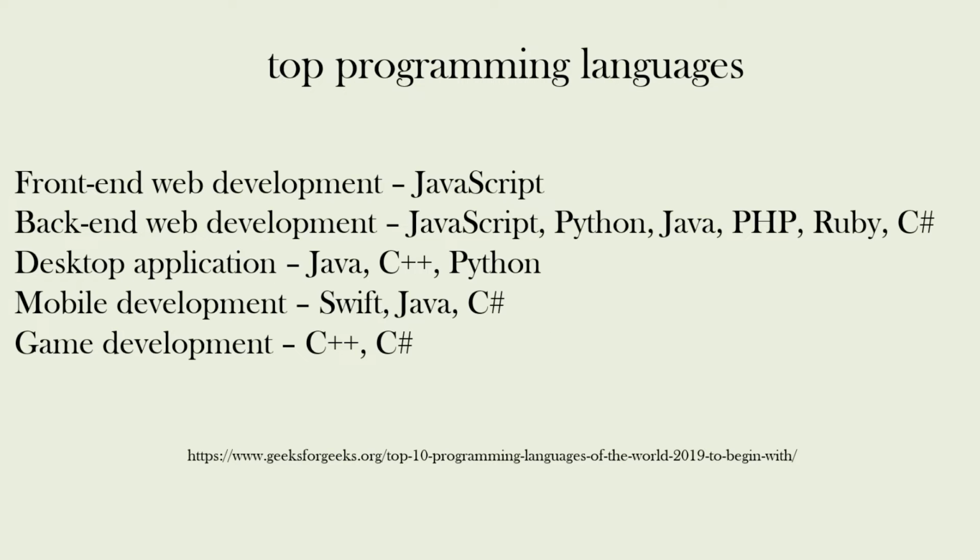And if we want to see what these languages do, we can see web development. Front end is pretty much what you can see. Back end is what you can't see. We can see JavaScript there for both. We can see the back end languages like Python and Java and PHP.